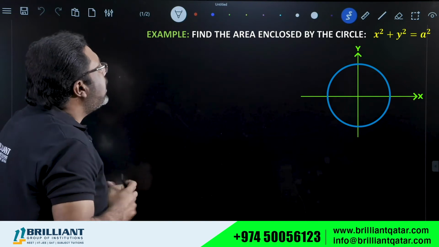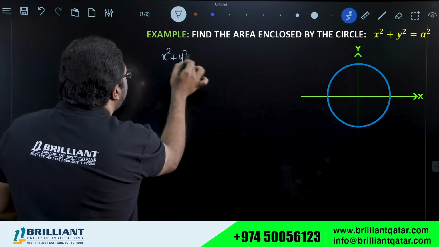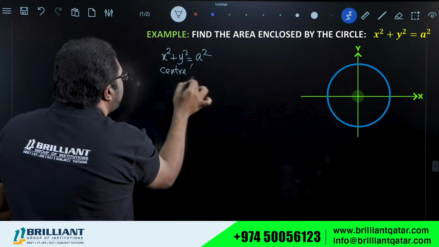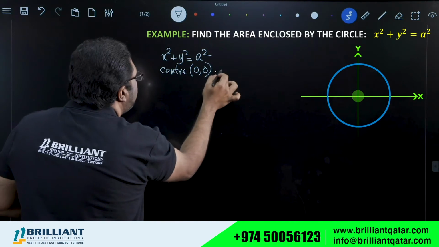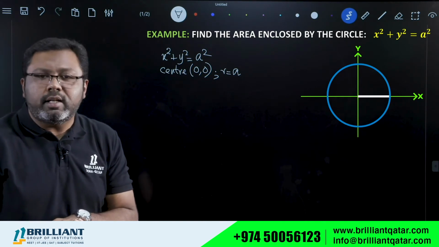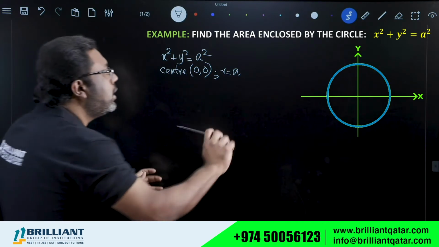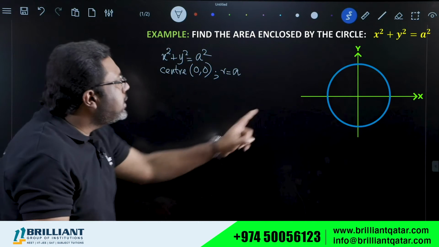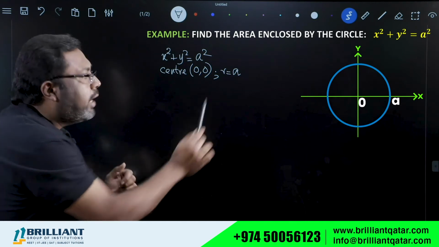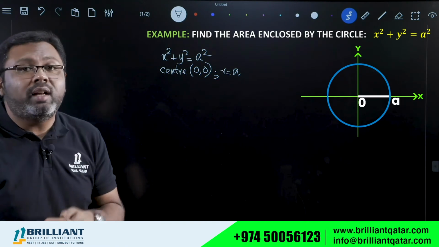Now, from the equation it is very clear that this is the standard equation of a circle, x squared plus y squared is equal to a squared. The center of the circle is the origin 0, 0, and the radius of the circle is a. Let's draw it. See that? The circle is coming, and the center is at the origin 0, 0, and the radius, see that highlighted part, is a. Now, how to find the area over here?